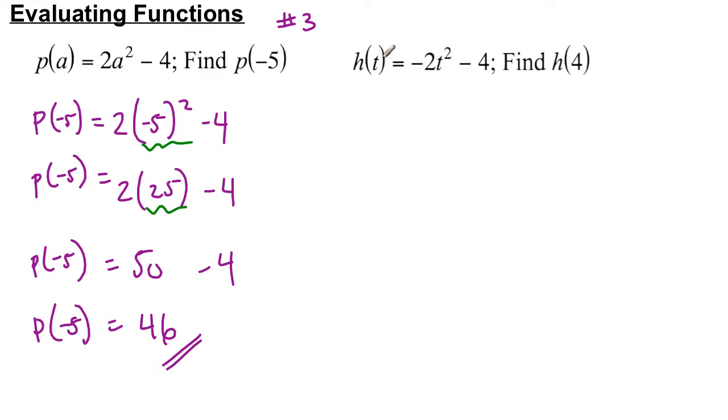Coming over to this one here. This one is the most complicated we've seen because we have this negative 2 coefficient, so you just have to be careful. So we have h of 4 is equal to negative 2, and then in parentheses, 4 squared minus 4.